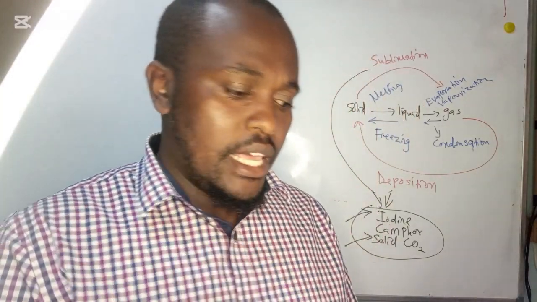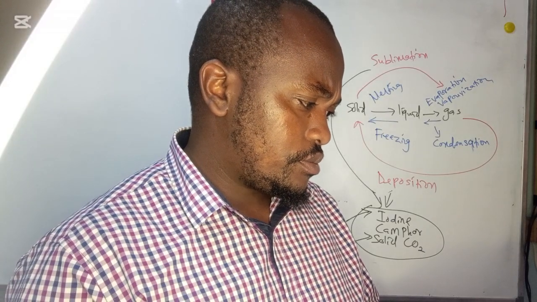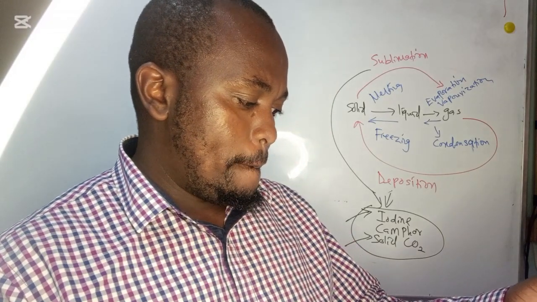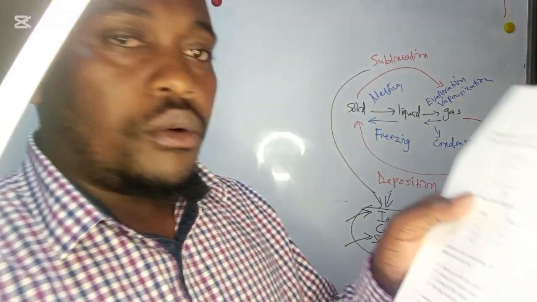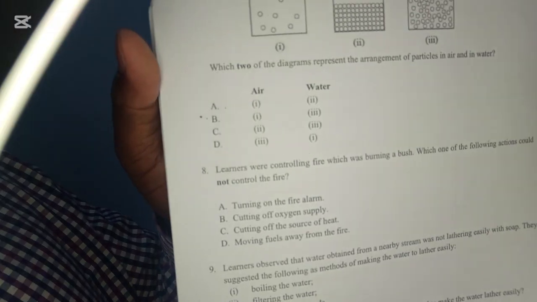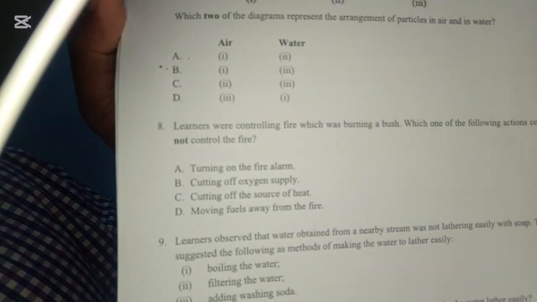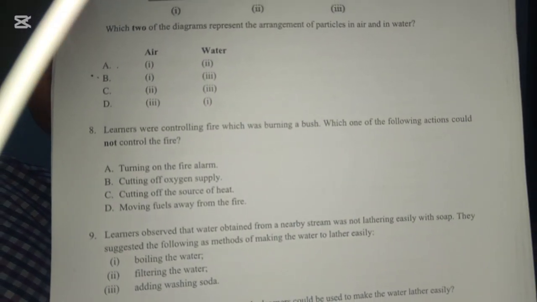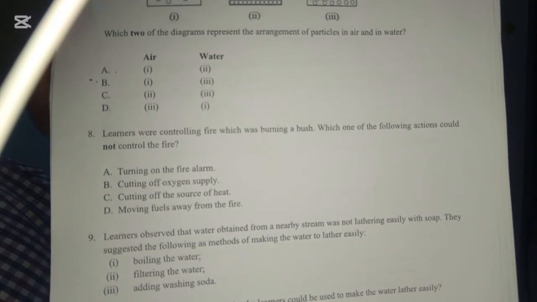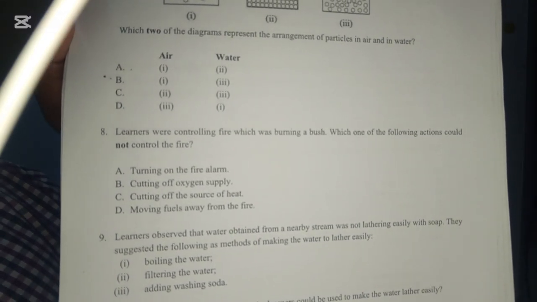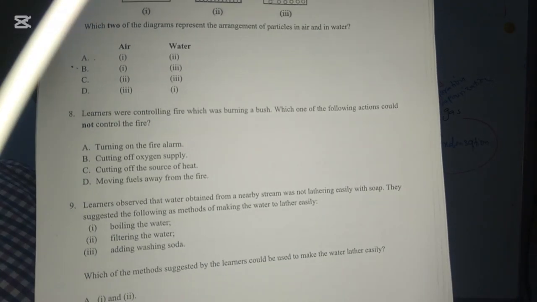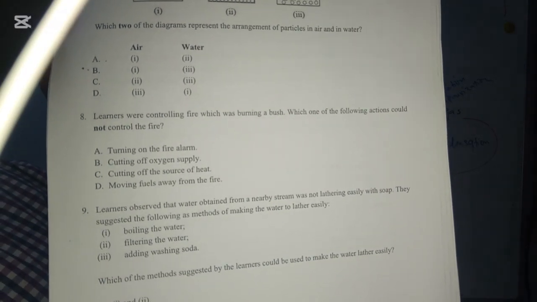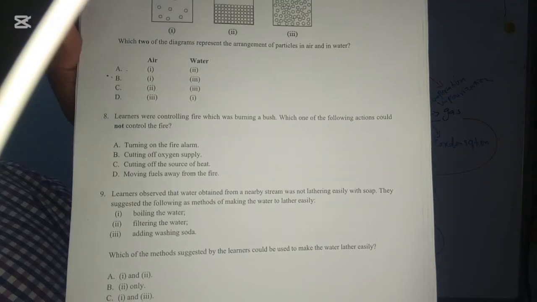Now let us go to question 8. That was question 7. Now we are in question 8. Question 8 reads, learners were controlling fire which was burning a bush. Which one of the following actions could not control the fire? So you need to know concepts around fire management, how to put out fire, and practices that actually will not help in putting out fire.